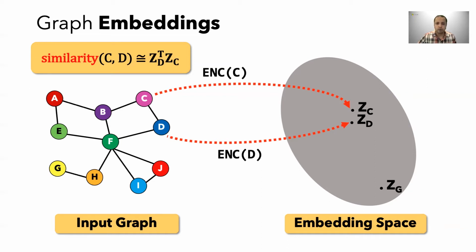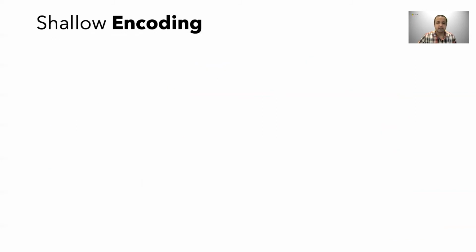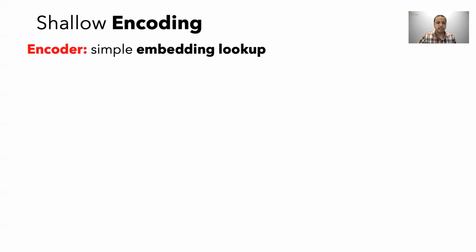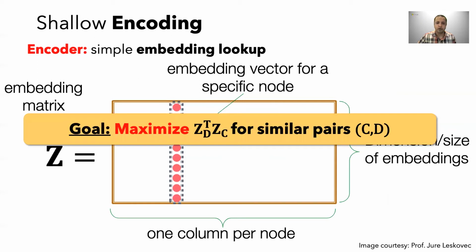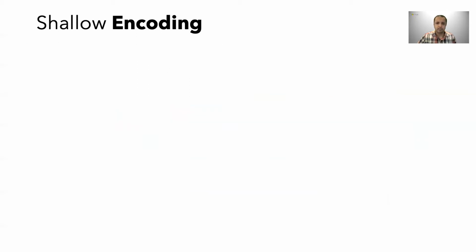Let's talk a little bit more about these. The simplest encoder is something called a shallow encoder, which is simply a lookup. Suppose we learn an embedding matrix called Z, which contains the node embeddings of all nodes. Then the shallow encoder simply retrieves a column in this matrix. To learn Z, we define an optimization problem which maximizes the dot product of embeddings for every pair of nodes that are similar. Such an encoder has many desirable properties. First of all, it's very simple, right? And consequently, it is very widely used today.